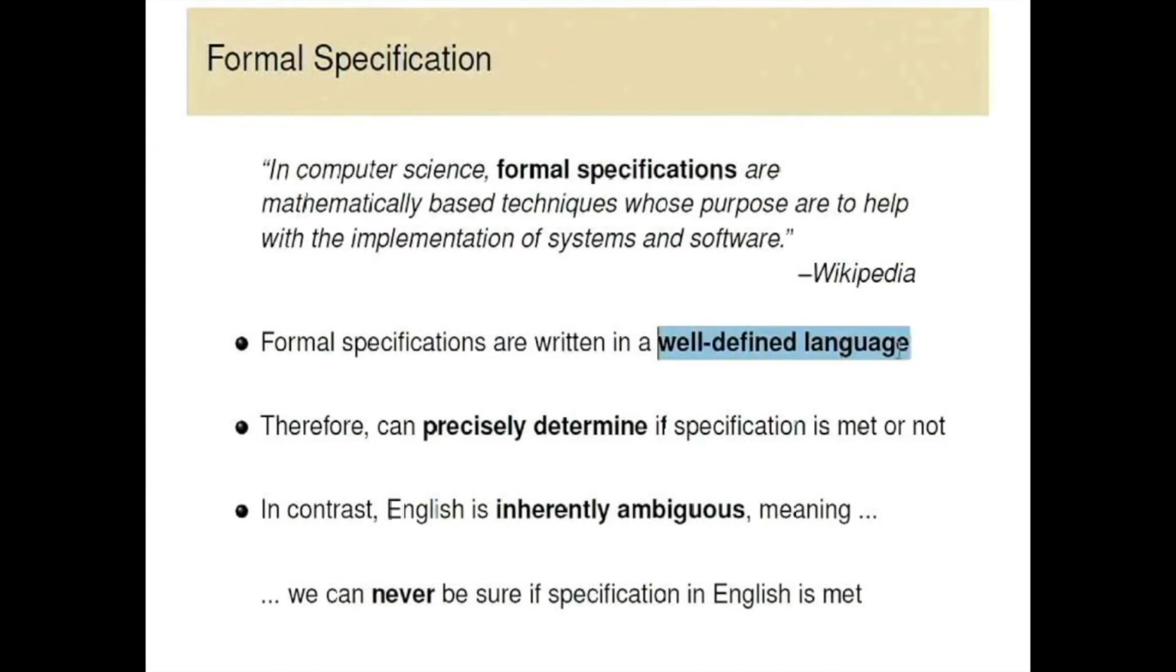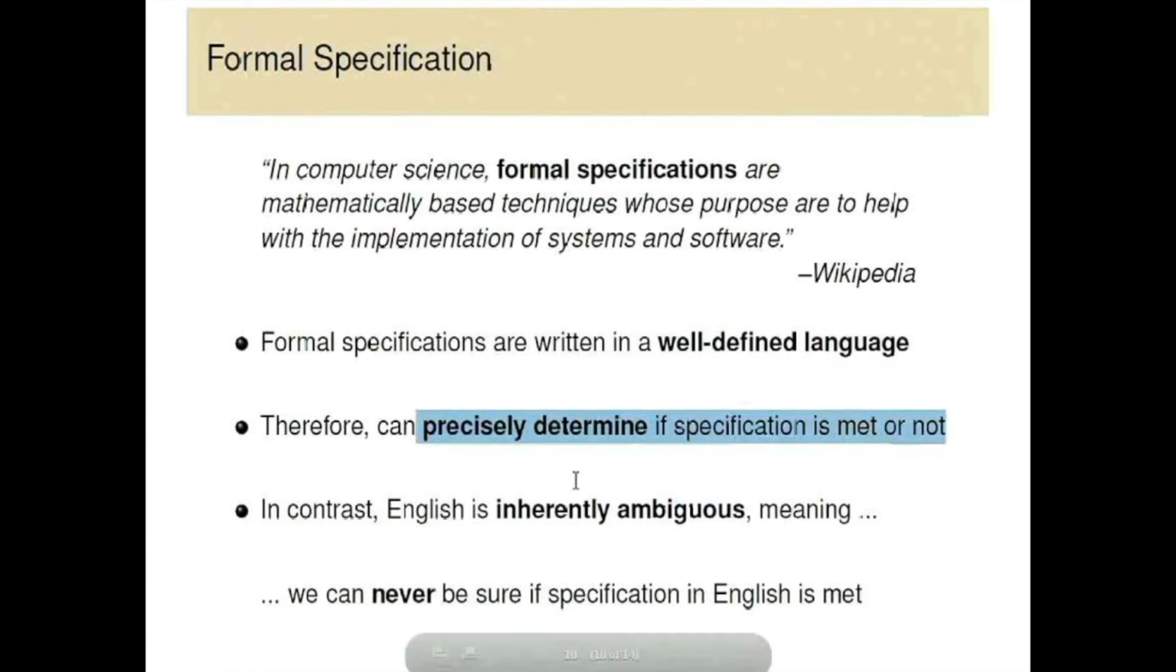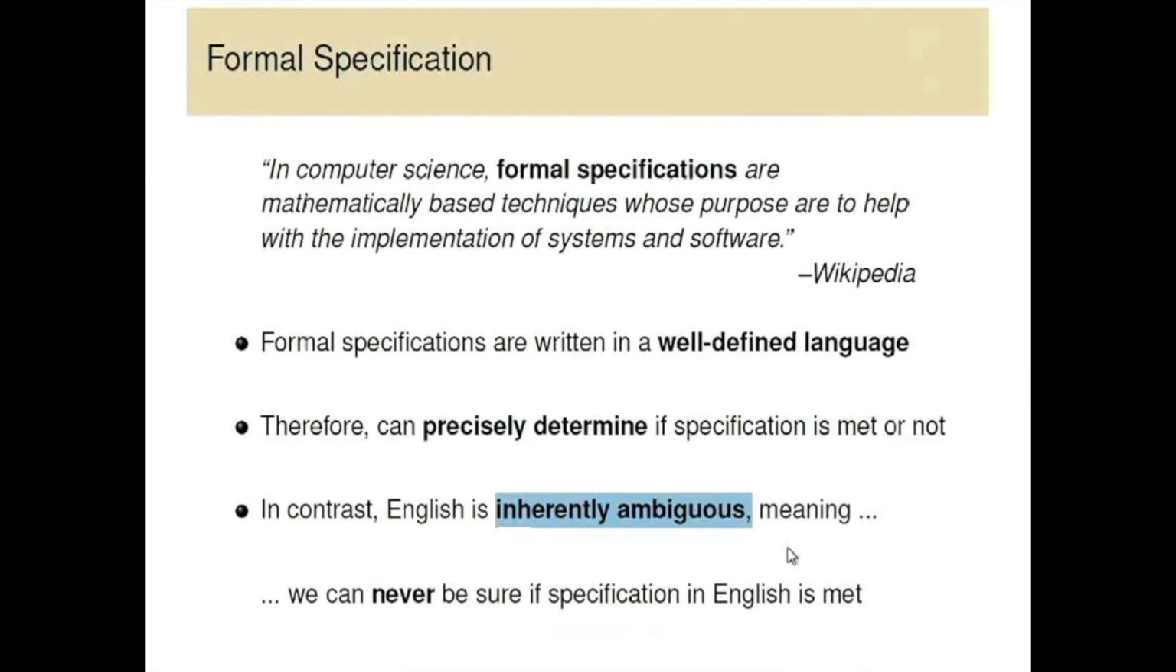The key is they've got to be written in a well-defined language, and we can precisely determine if the specification is met or not. So we can precisely determine if the input values meet the precondition and if the output values meet the postcondition. English is just no good because it's ambiguous. We can never be sure if a specification in English is met. It's just impossible.